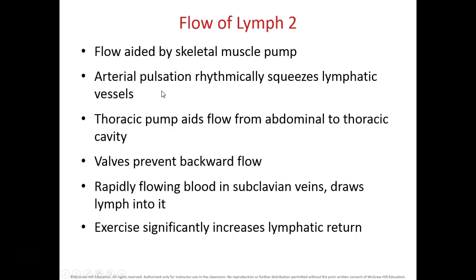So you have arterial pulsation from the arteries, right, as the heart beats. They squeeze the lymphatic vessels. And this thoracic pump aids in the flow from the abdomen to the thoracic cavity. And the valves help prevent the backflow. So remember, the lymphatic vessels have those valves. So rapidly flowing blood into the subclavian vein draws the lymph into it. And so exercise significantly increases lymphatic return.